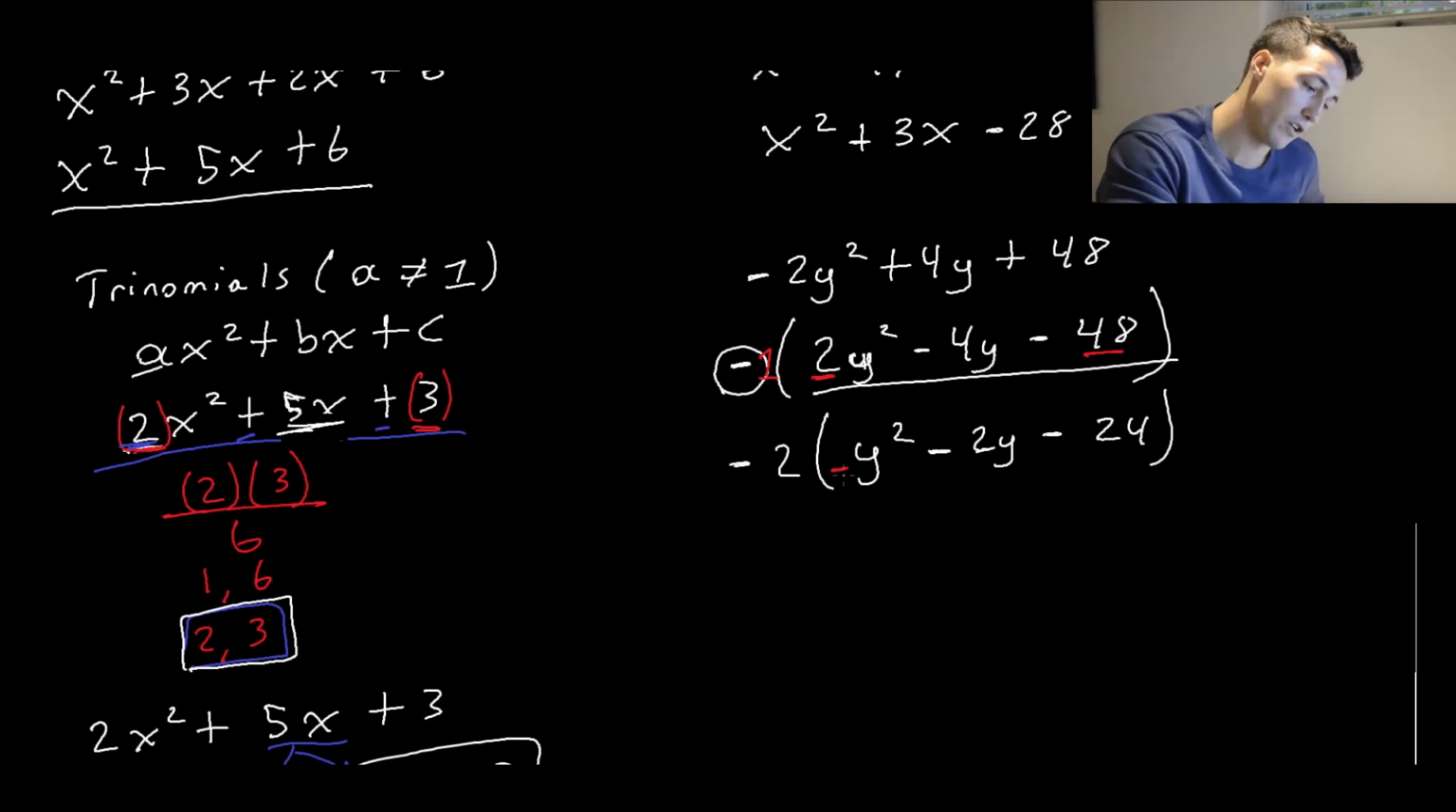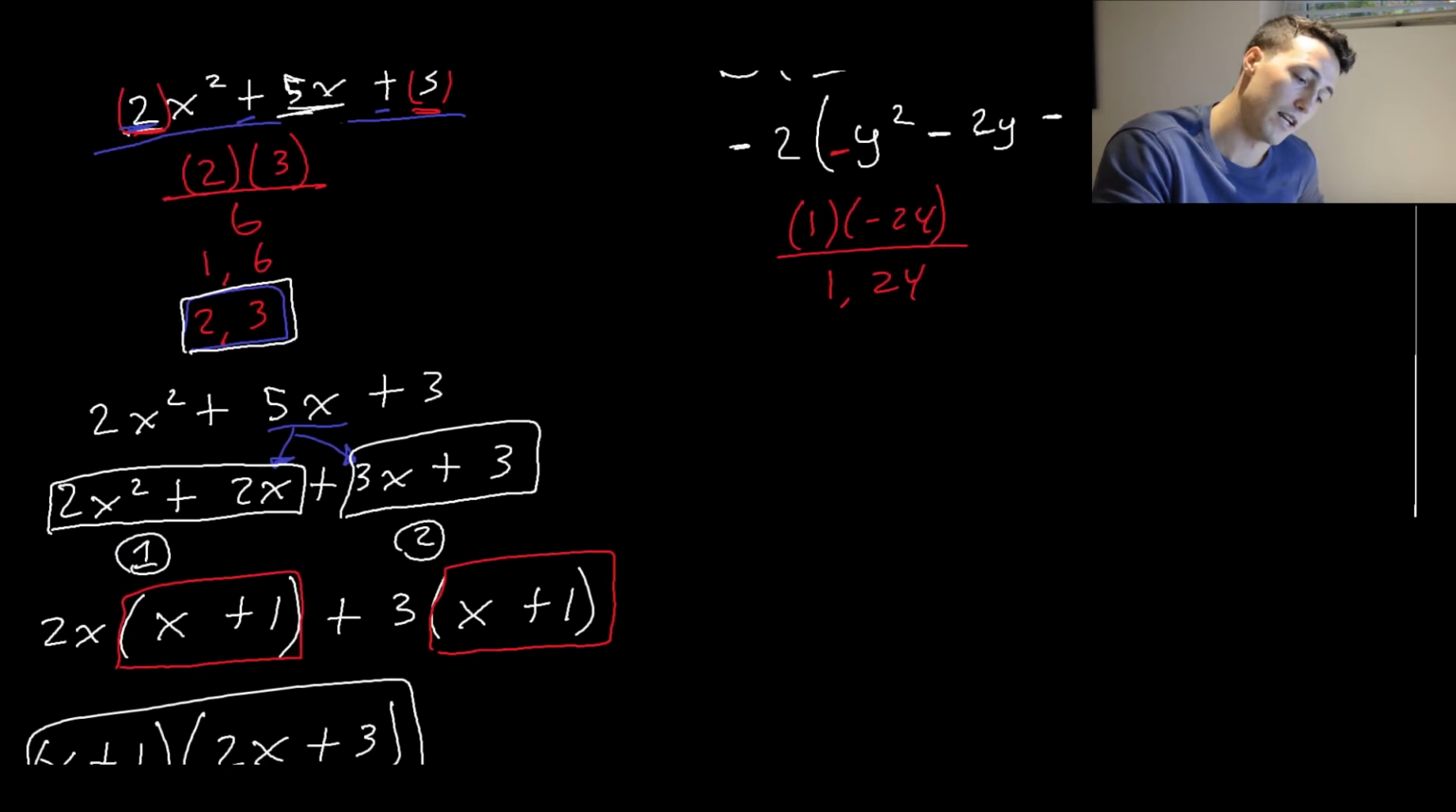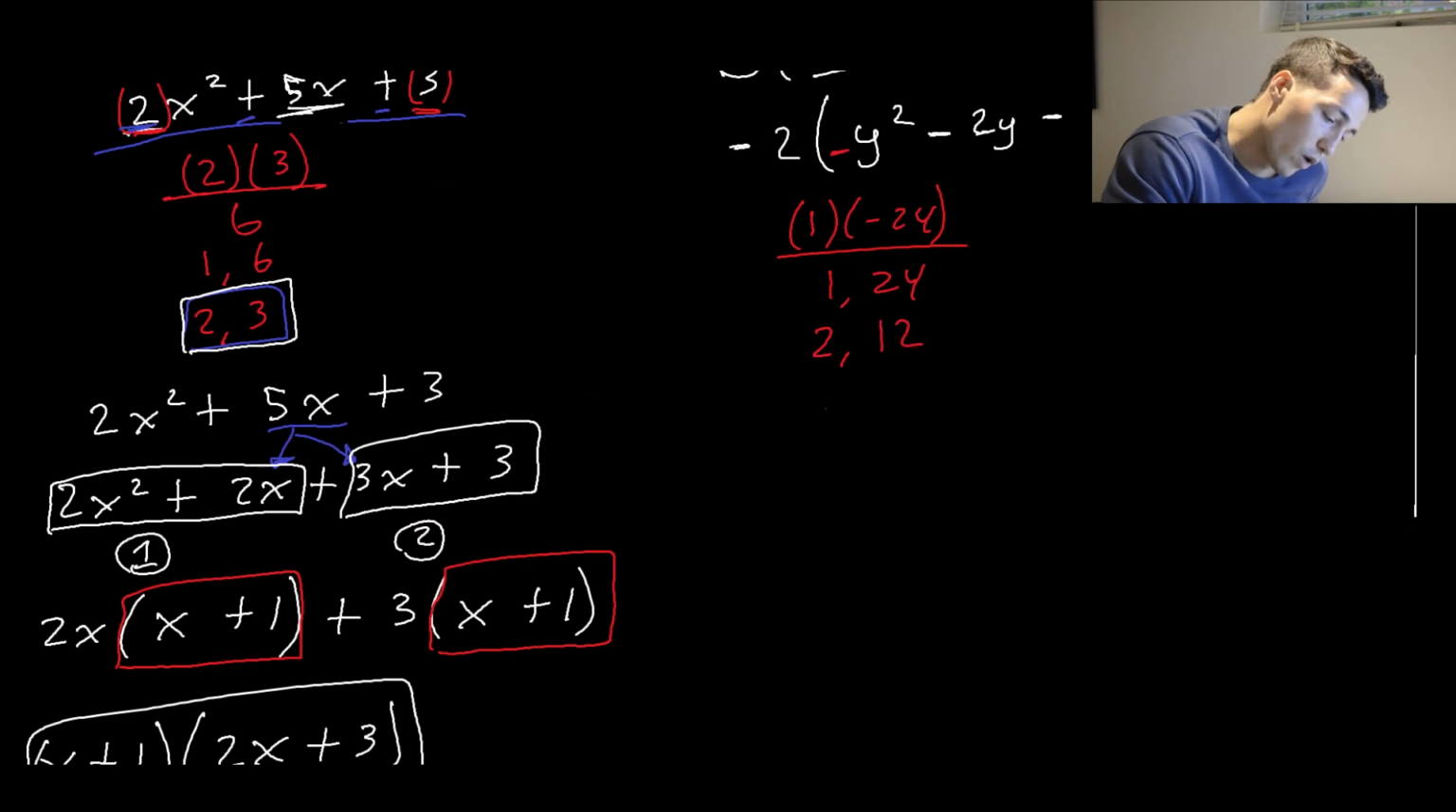So now we can just go through our normal trinomial approach. So 1 times negative 24. Let's see, we're going to have 1 and 24. I'm just going to write the absolute values, meaning only the positive versions of the factors, but we have to remember that there is a negative. 1 and 24, there's 2 and 12, there's 4 and 6, and I think that's it.